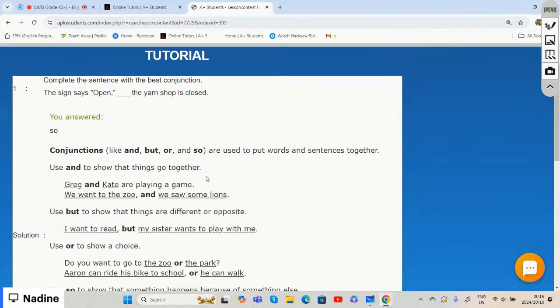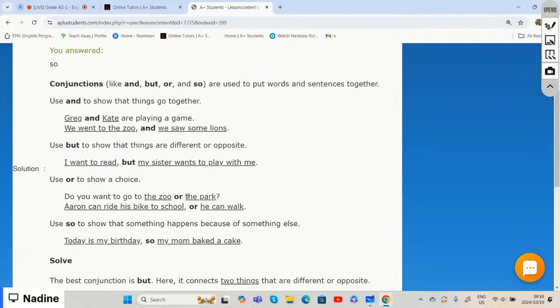All right, so now we already went over what conjunctions are. We said conjunctions are words like and, but, or, and so, and they are used to put words and sentences together. We use and to show that things go together. We use but to show that things are either different or an option. We use or to show a choice. It's either this or it's that. Or we use so to show that something happens because of something else.